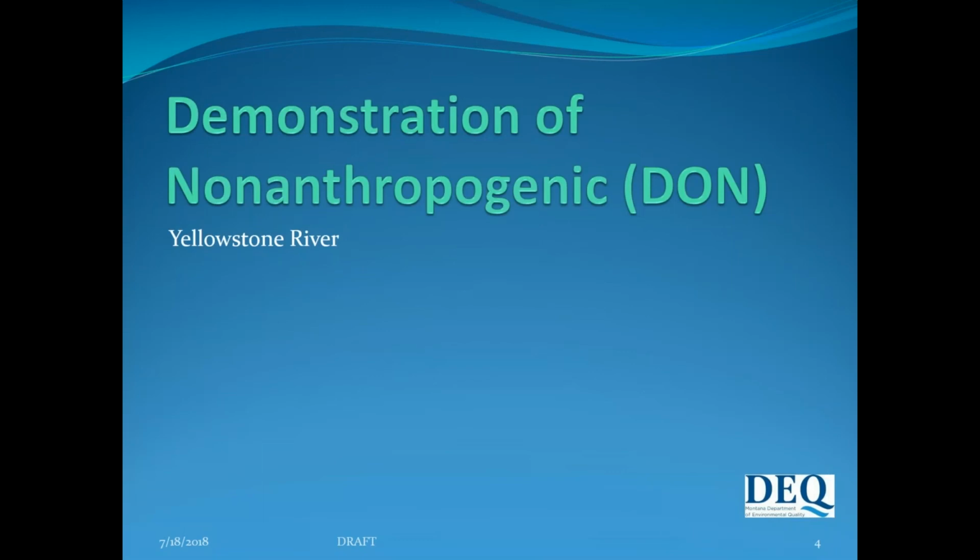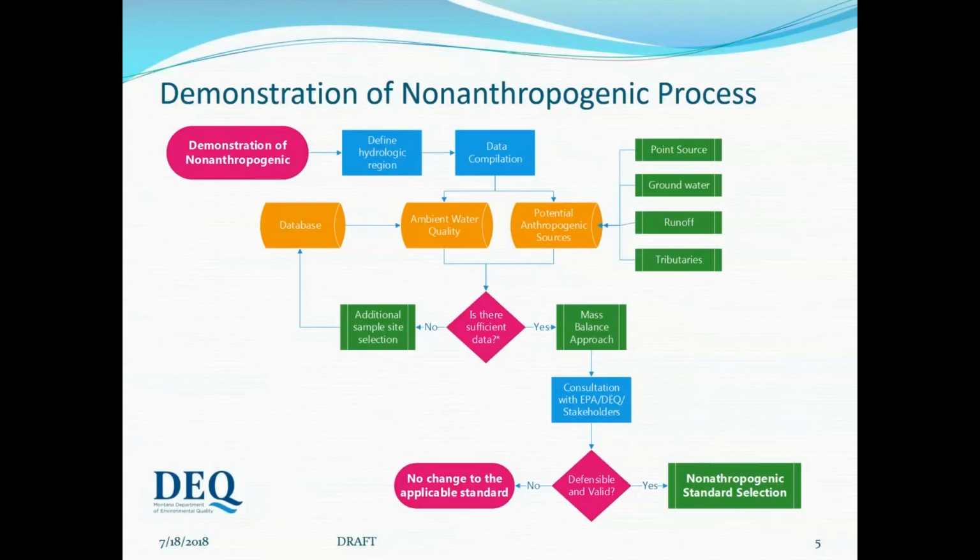So let's go over the demonstration of non-anthropogenic first for the Yellowstone River. Okay, so it's quite the process, and we developed this process in this flow chart when we were doing the Madison River DAWN, and it is the same exact process that we use for the Yellowstone River DAWN. The first step in the demonstration of non-anthropogenic is to define the hydrologic region. So what is the actual area that we're dealing with?